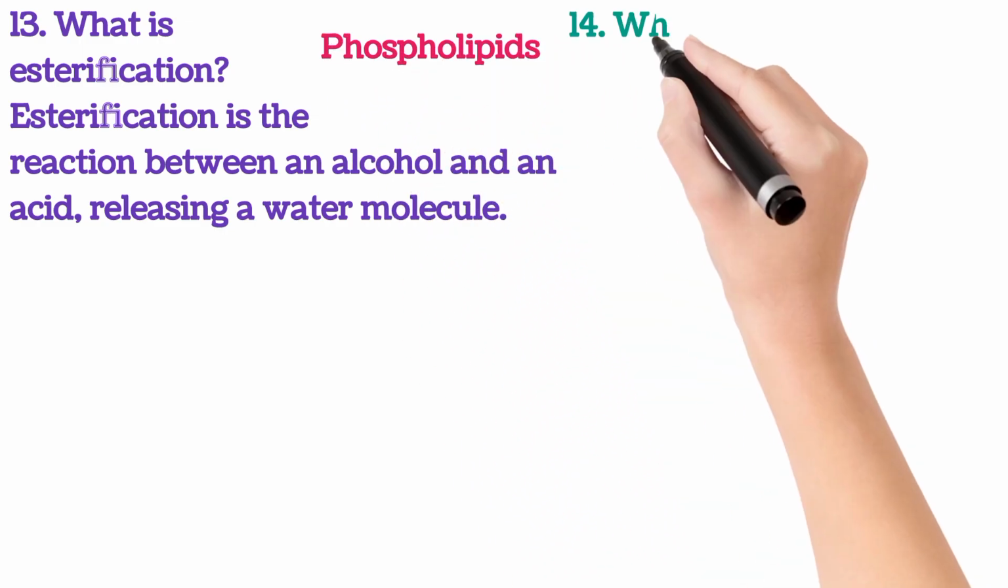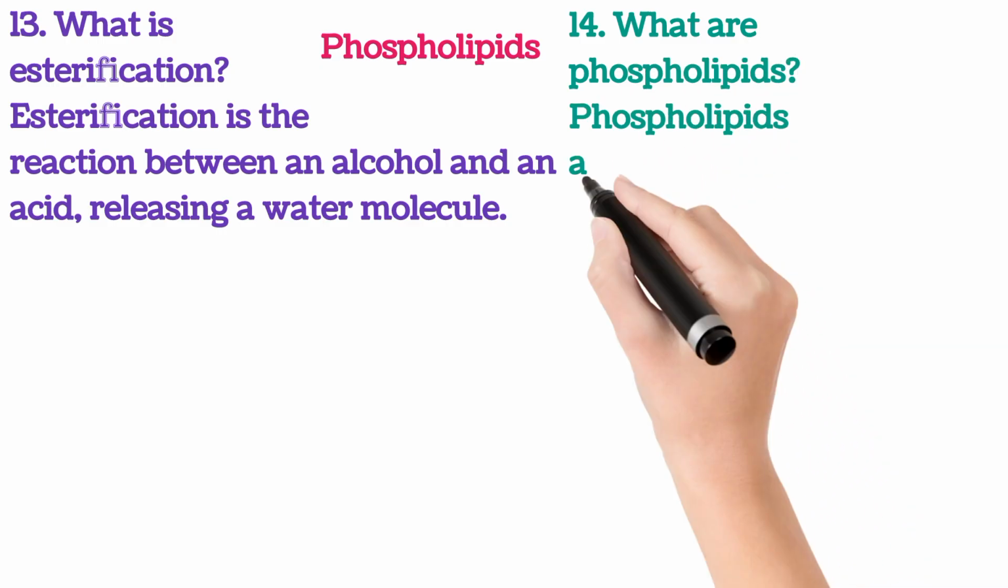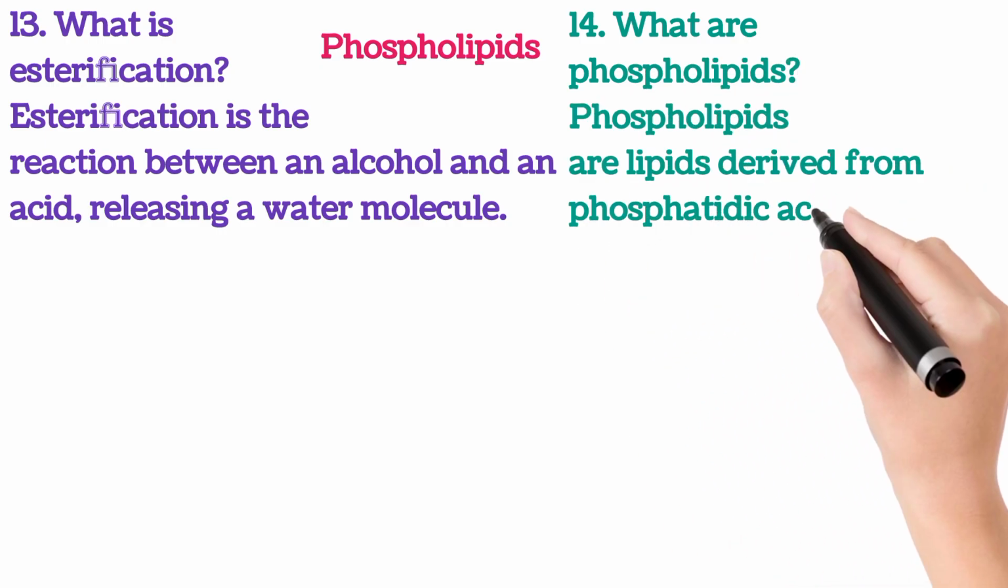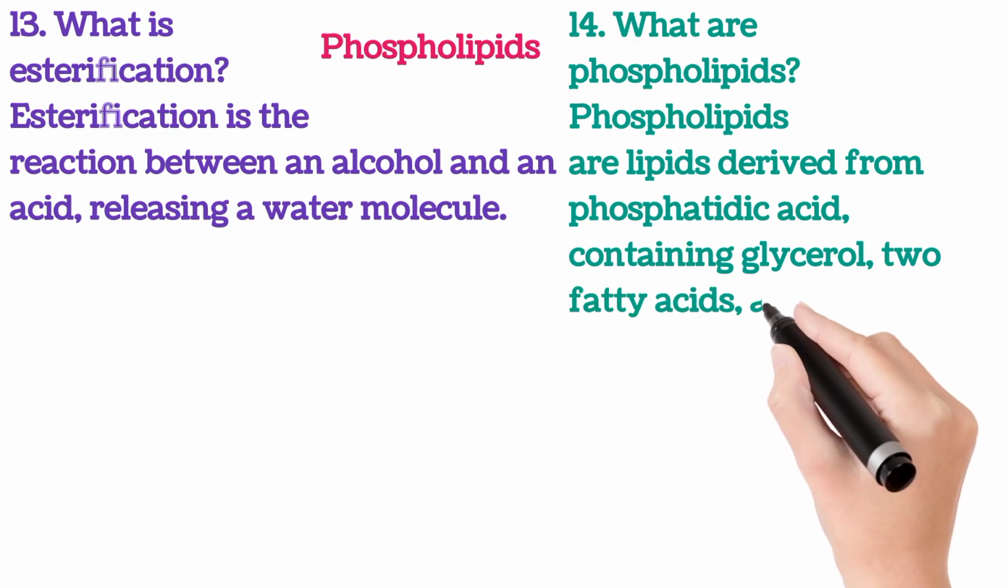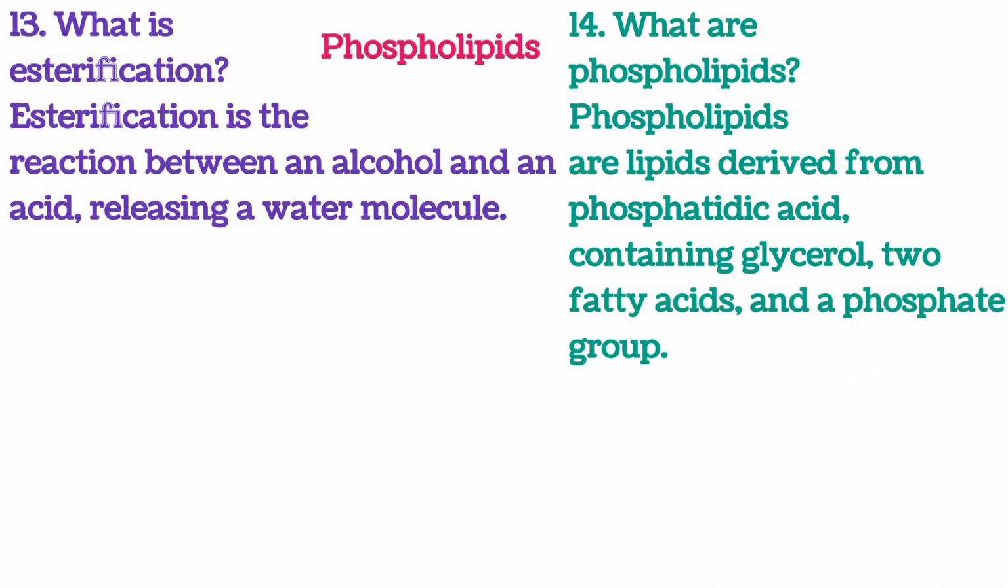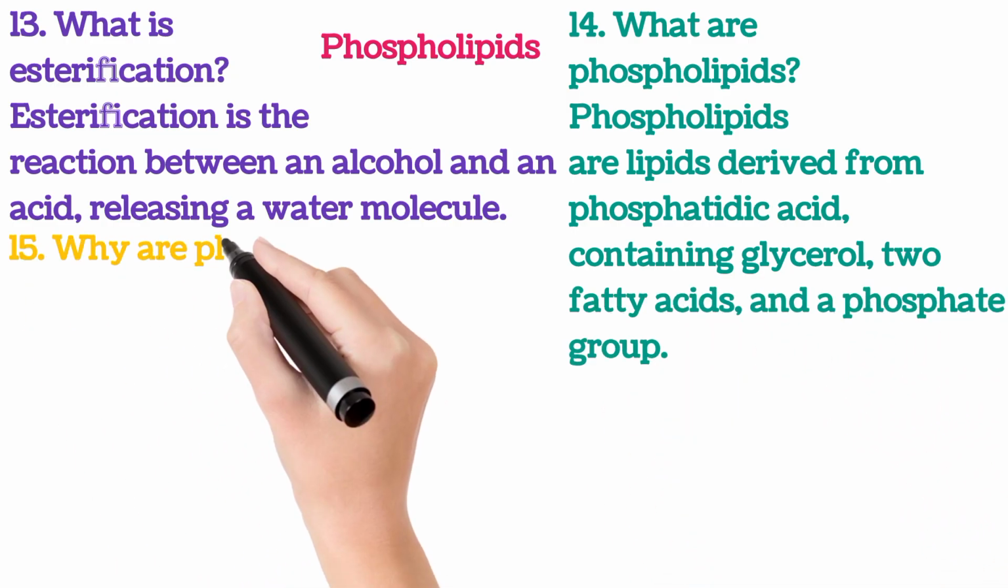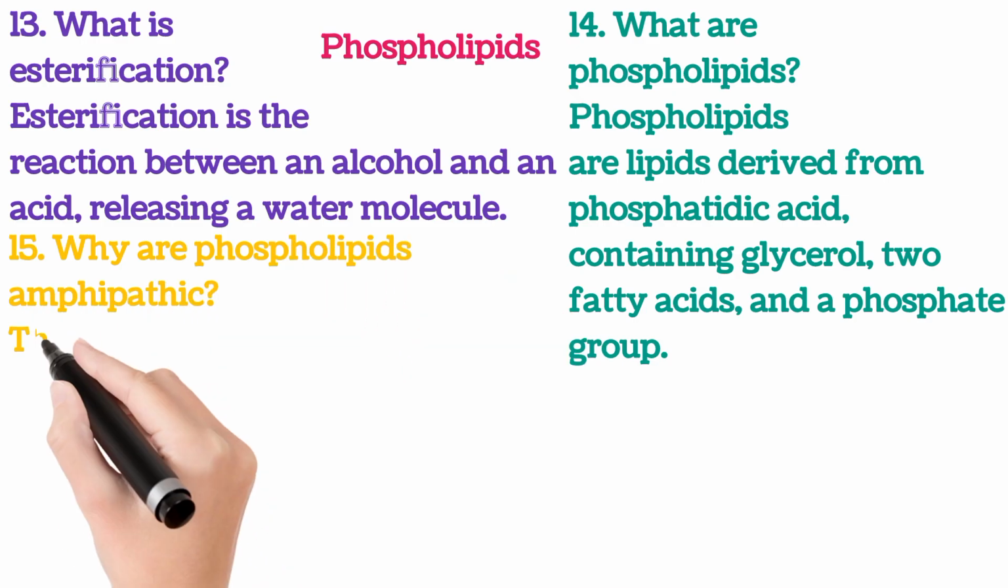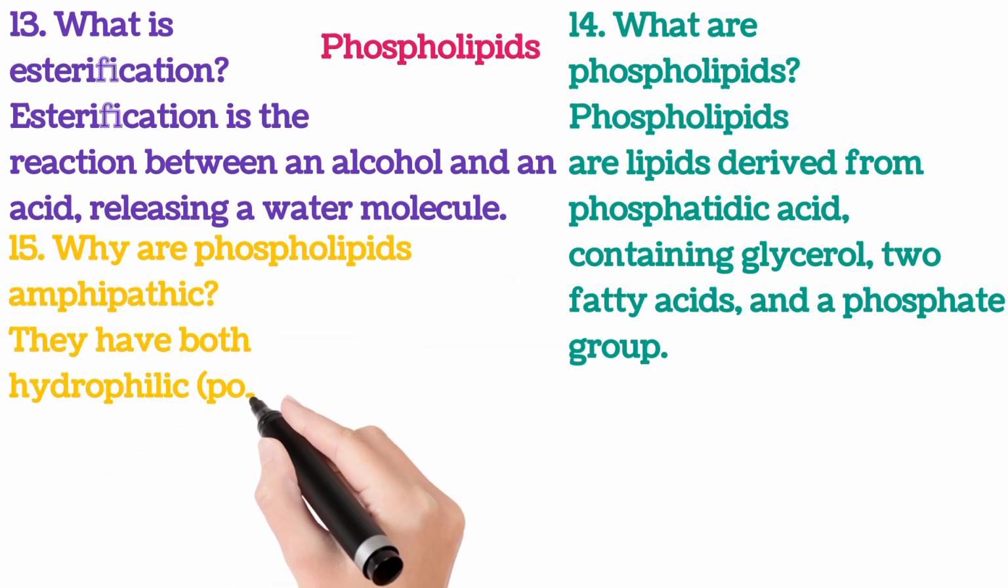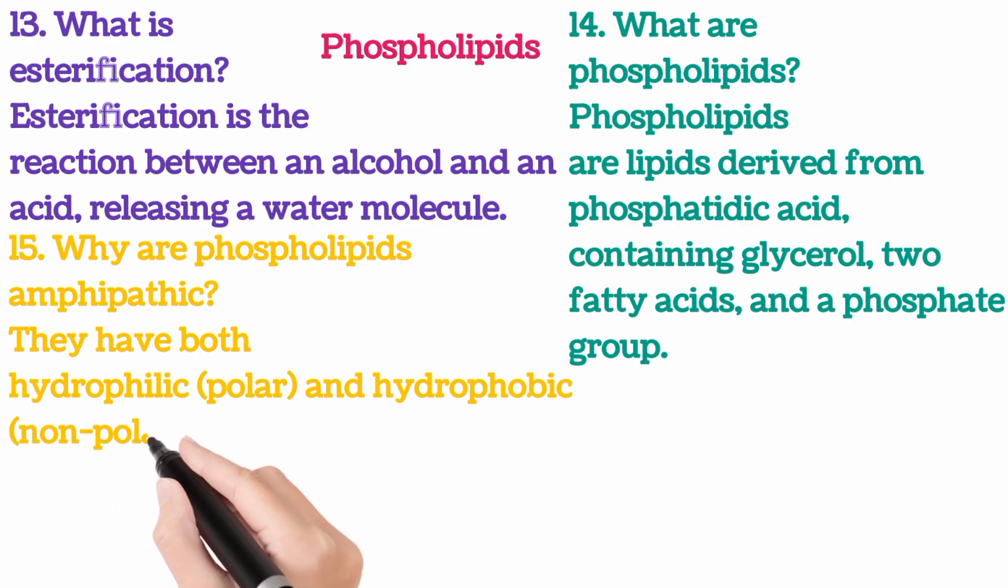Phospholipids. 14. What are phospholipids? Phospholipids are lipids derived from phosphatidic acid, containing glycerol, 2 fatty acids, and a phosphate group. 15. Why are phospholipids amphipathic? They have both hydrophilic polar and hydrophobic non-polar ends.